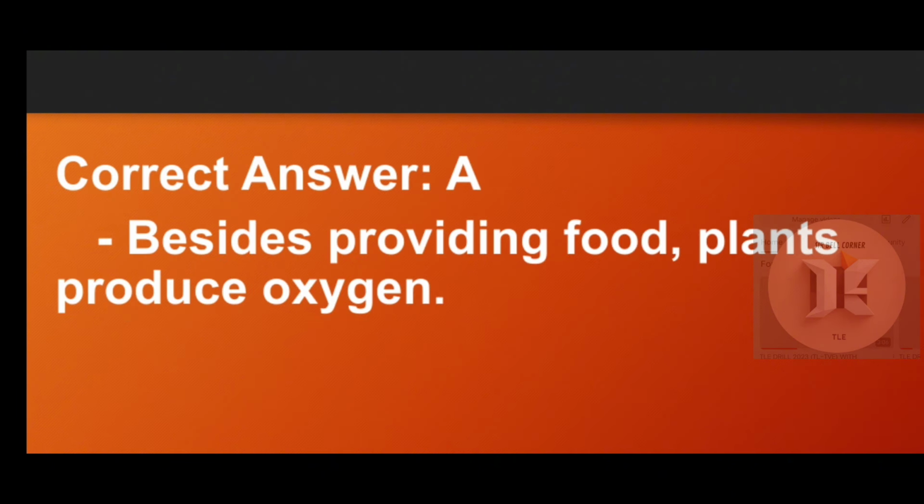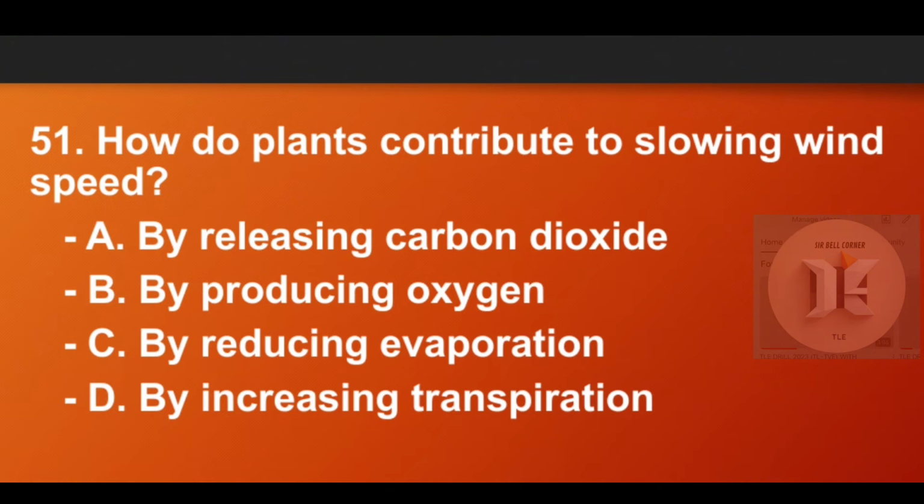Correct answer. A. Besides providing food, plants produce oxygen. 51. How do plants contribute to slowing wind speed? A. By releasing carbon dioxide. B. By producing oxygen. C. By reducing evaporation. D. By increasing transpiration.